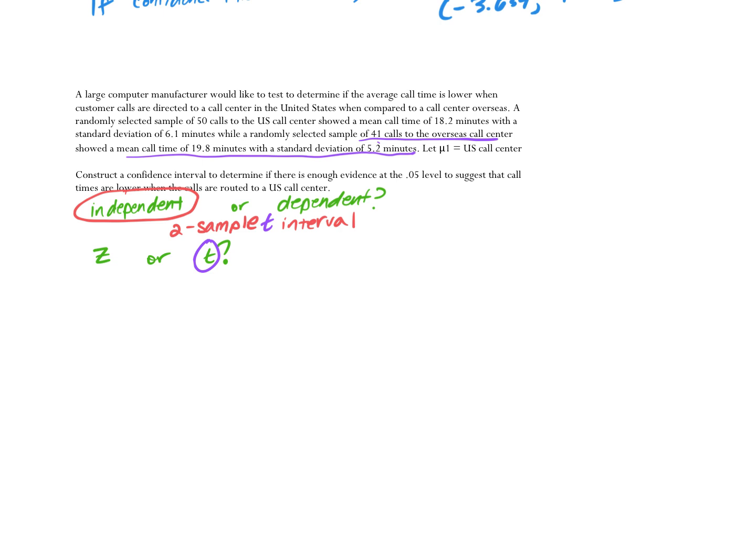It is worth noting that because I put in my X1, N1 and S1 this way, this interval is for US minus overseas. The order we put that in matters, so we want to pay attention to which one's which, because at the end of the day, if it's all positive, the U.S. call center lasted longer. If it's all negative, the overseas one did. We need to know the order of that subtraction. Okay? Remember, we always choose unpooled.